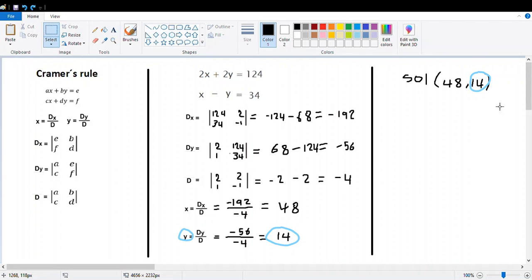That is exactly the intersection point between these lines. That is Cramer's rule. You can check by replacing this answer in the original system, and you can confirm that this is really the solution of the system. Or you can solve by any other method, and the answer must be exactly the same. Guys, this is Cramer's rule. Thank you.